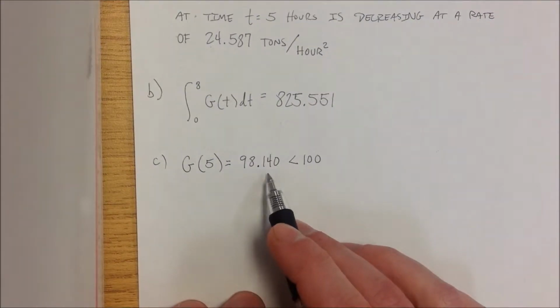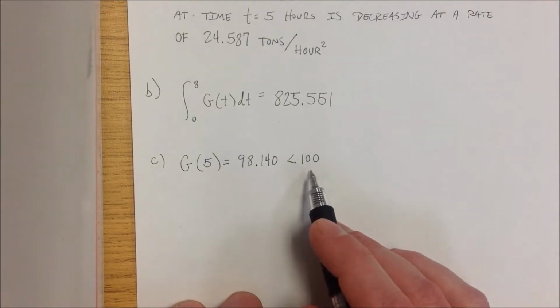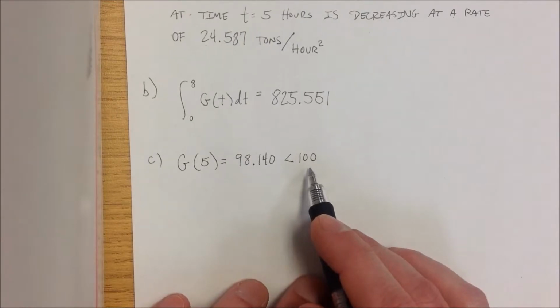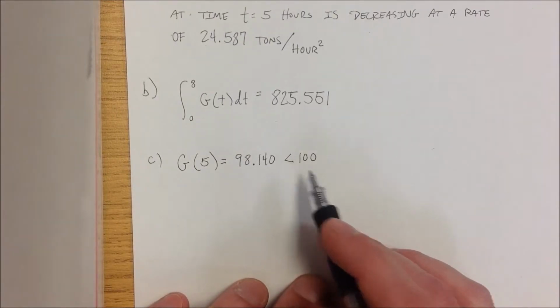Since the rate of gravel arriving is less than the rate that's being processed, which is 100 tons per hour, then the amount is decreasing, the overall amount of gravel.